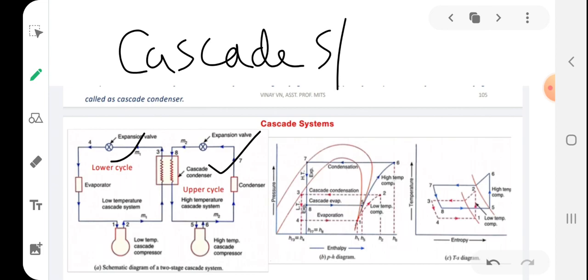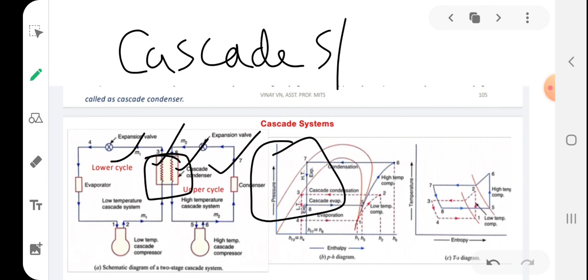These two cycles have got two different refrigerants, and the condenser of this particular refrigeration system acts as evaporator for the next cycle. Or these two together will act as a heat exchanger. The condenser of the lower stage system is coupled to the evaporator of the next higher stage, and so on. So you can add one more cycle here, or n number of cycles can be added.